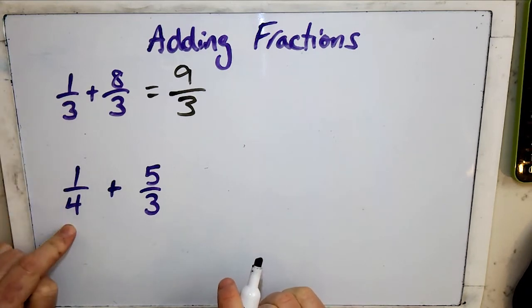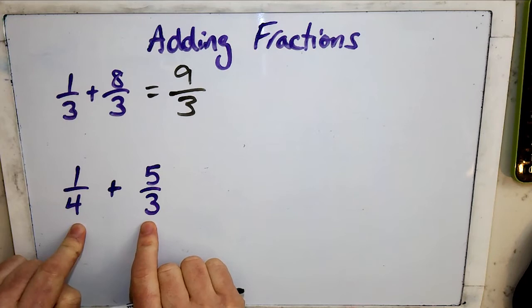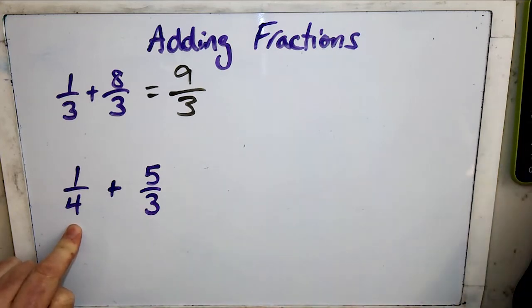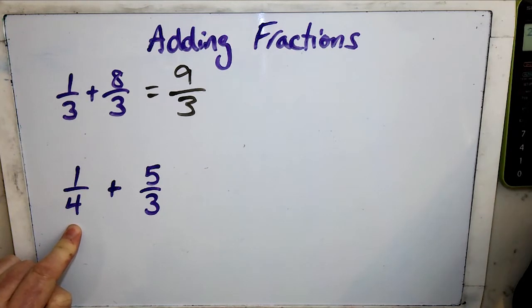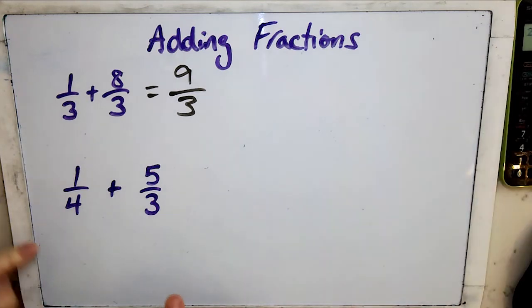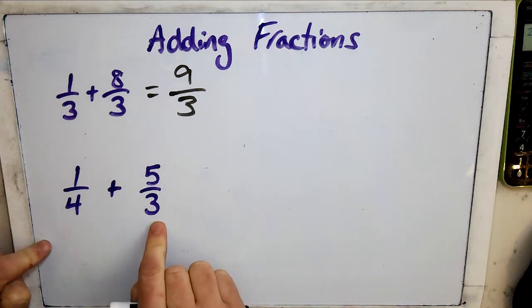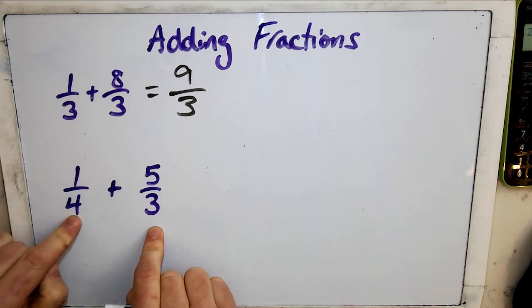If we have this one, we can't do anything like this because it has different denominators. So what I need to do is to get common denominators, I've got to find a lowest common multiple. So 4, 8, 12.